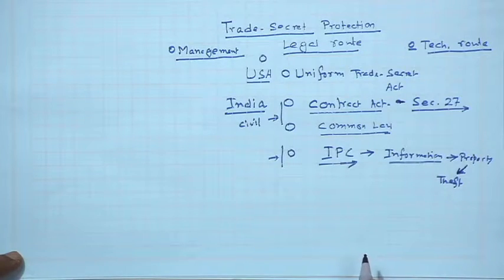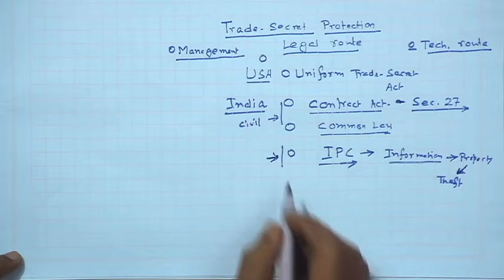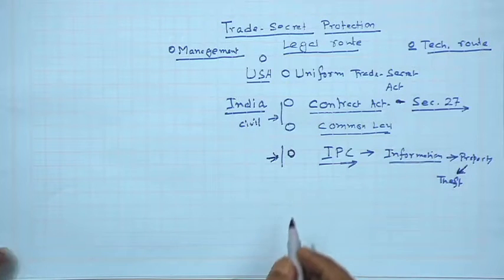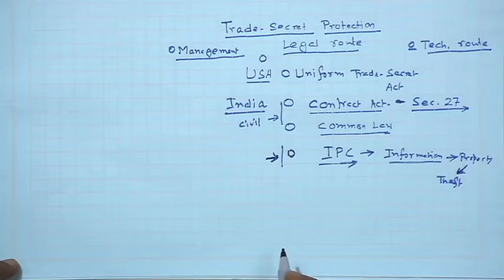Similarly, provisions of IT law may be applicable, the Information Technology Act, with reference to a few elements. If it is information such as a client list, those things may also be considered information within the purview of the IT Act.